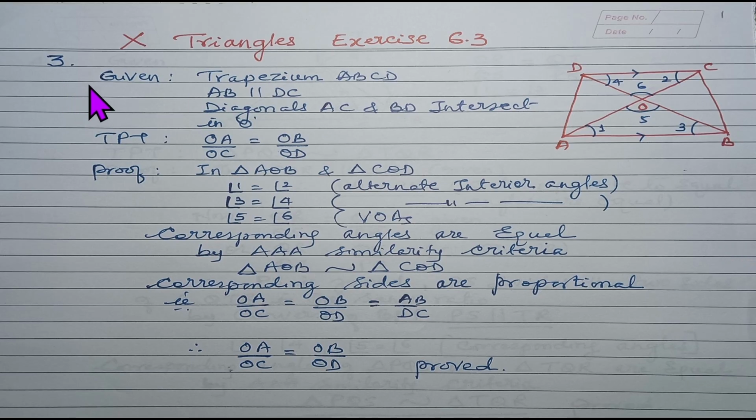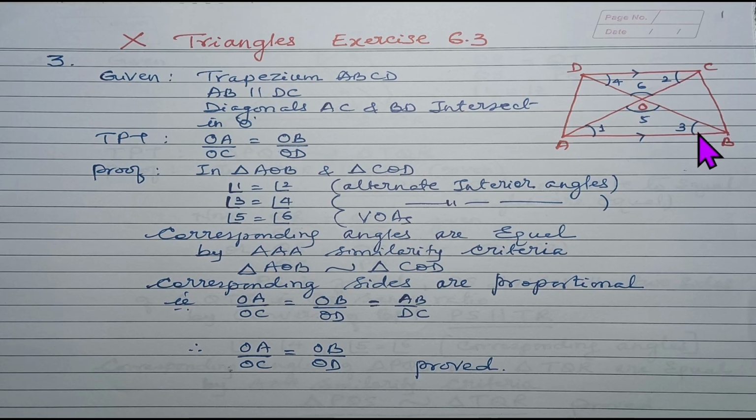Now example number 3, we are given a trapezium ABCD. AB is parallel to DC. Diagonals AC and BD intersect at point O. Now we have to prove that OA upon OC is equal to OB upon OD. So let us see the proof of this.